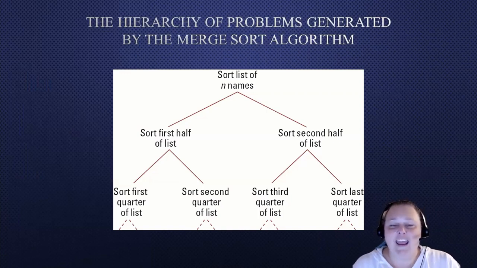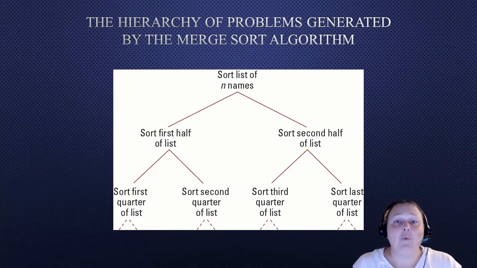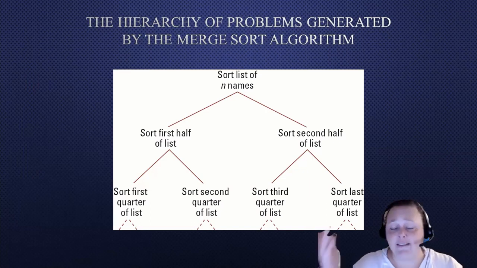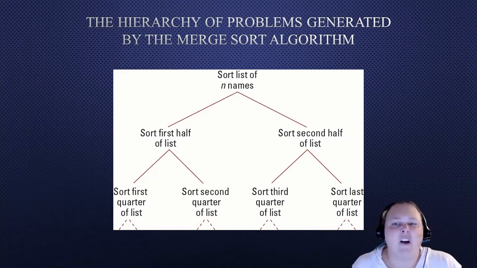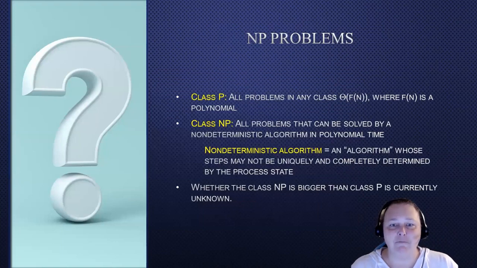Here we have a hierarchy of problems generated by the merge sort. So here we've got a sort list of n names. When we look at that, usually for a hierarchy, we take, okay, are we in the first half or the second half? And then from the first half, we say, okay, is it in the first quarter? We basically just keep dividing it in half, right? So what this is going to do is drill down until it finds the value that it needs. It's going to keep dividing it by 2 until you find the acceptable value.